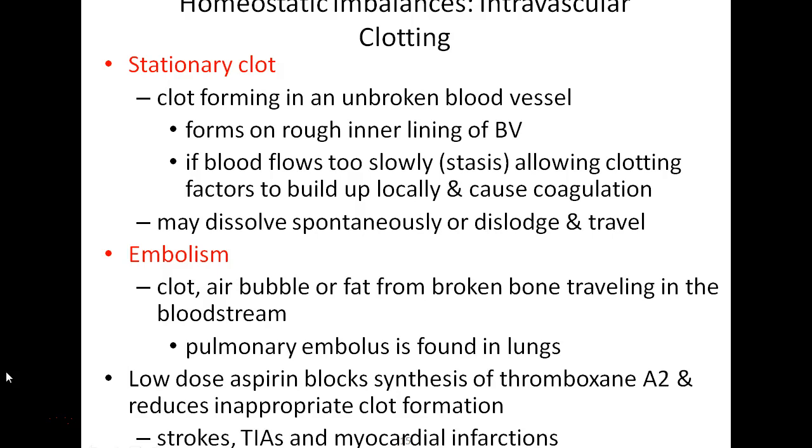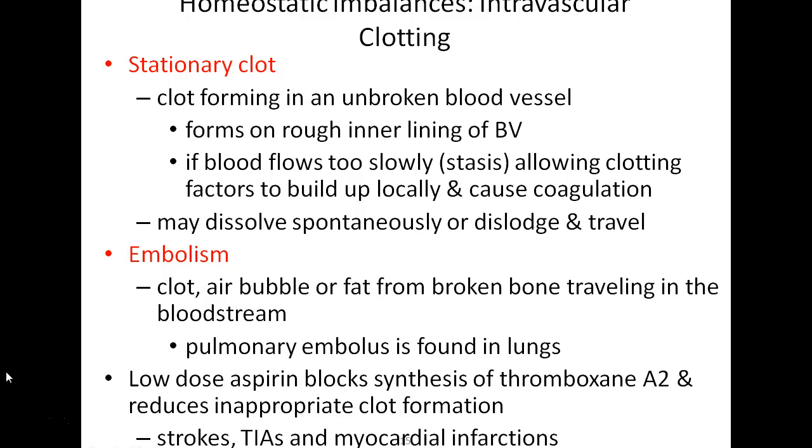We have 2 general terms for types of intravascular clotting. Sometimes these are too large of clots that have problems for the human body. One of those is going to be a stationary clot. That's a clot forming in an unbroken blood vessel. So that, in other words, that clot should not be there. If blood flows too slowly, that can allow clotting factors to build up locally and cause this unwanted coagulation.